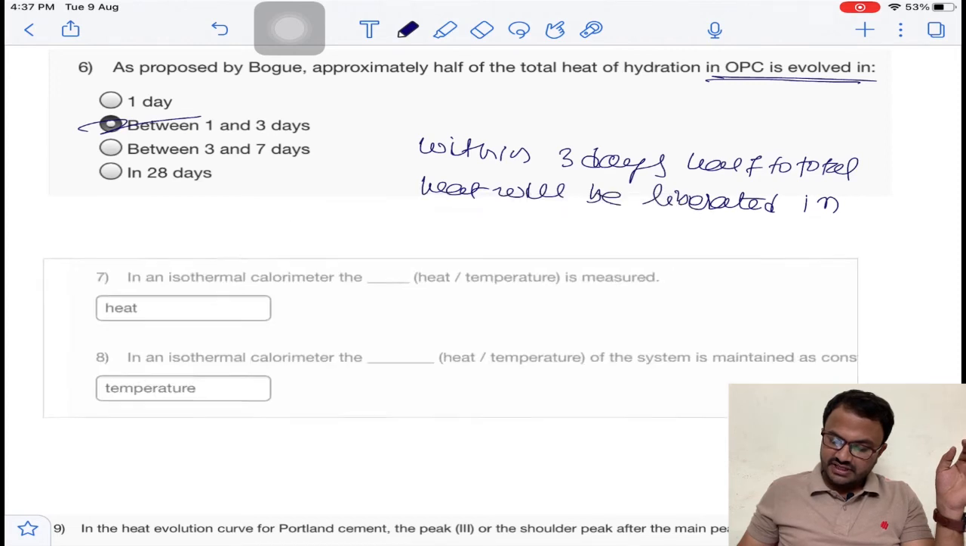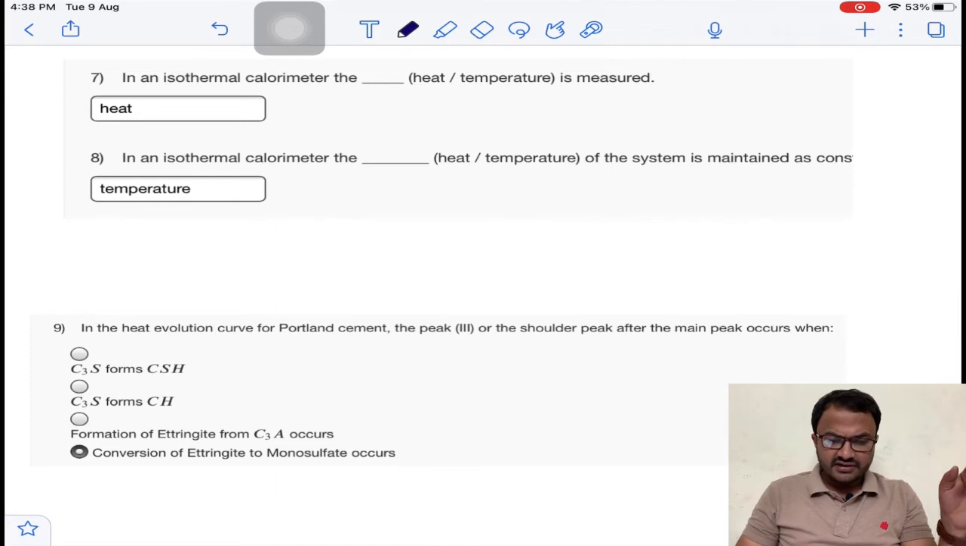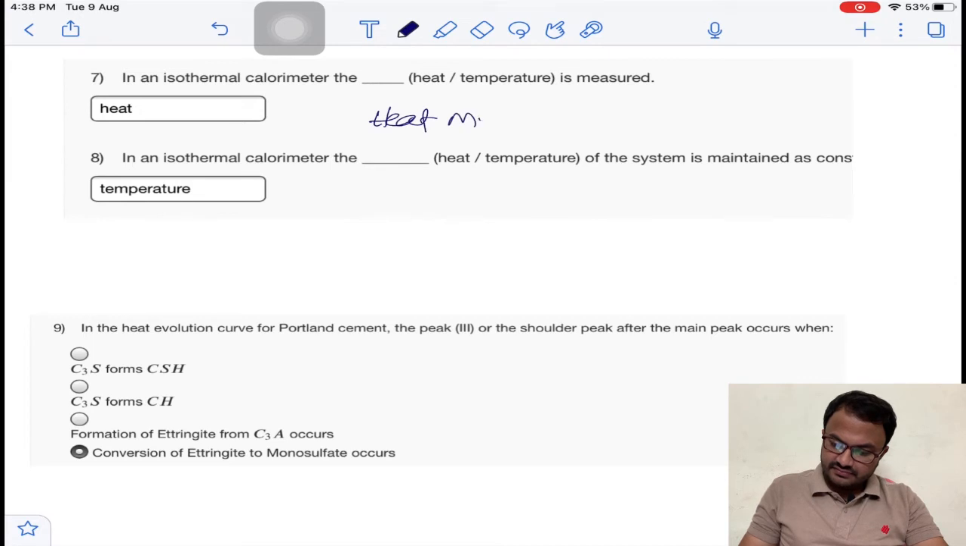Now coming to questions number 7 and 8. These questions are all related to the same topic. In an isothermal calorimeter, what is measured, heat or temperature? Heat will be measured in an isothermal calorimeter.